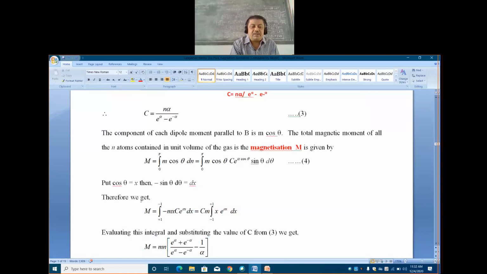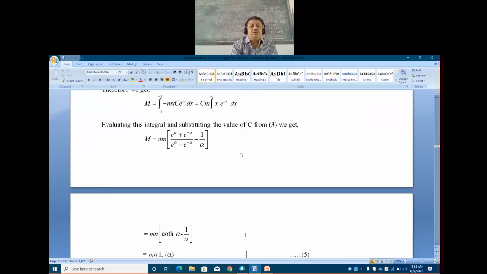If we substitute all that, what do we get? Capital M is equal to m small n into the bracket e raised to alpha plus e raised to minus alpha divided by e raised to alpha minus e raised to minus alpha, minus 1 by alpha. This is after integrating by parts the integral from -1 to +1 of x e raised to alpha x dx. Integrating by parts, we get this. And c also we have substituted from the earlier expression.